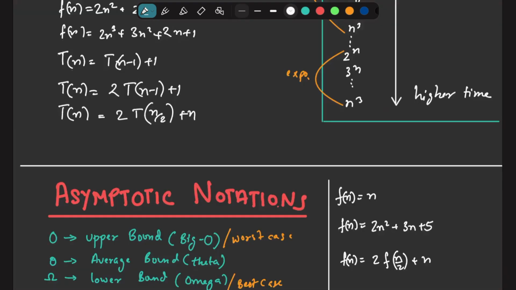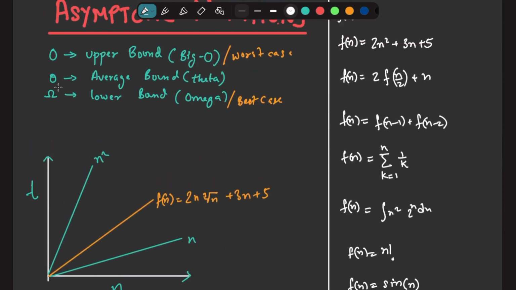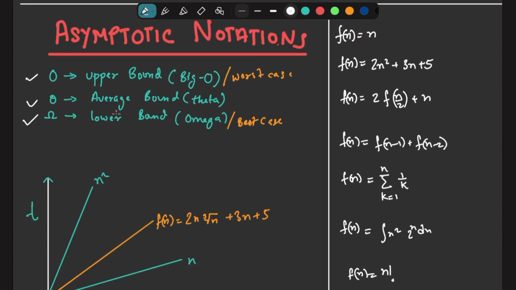So next we have asymptotic notations. We commonly have three asymptotic notations: big O, theta and omega, and we usually use big O only. Big O means upper bound, theta means average bound, and omega means lower bound. Let's understand using an example.